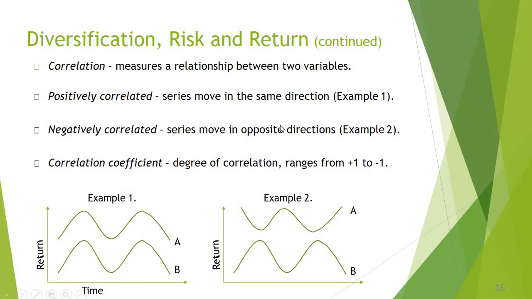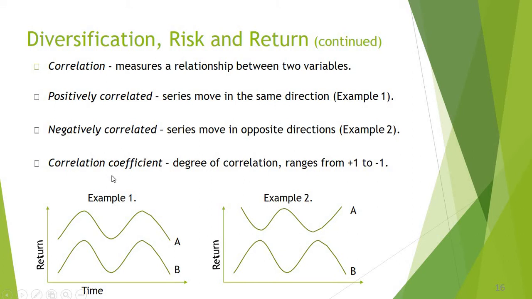Now let's look at negatively correlated. Here, the series move in opposite directions. That means the returns of assets move in opposite directions if they are negatively correlated. Now let's look at example 2. Here, when return of asset A decreases, return of asset B increases, and this trend continues. So we can say that returns of asset A and B are negatively correlated.